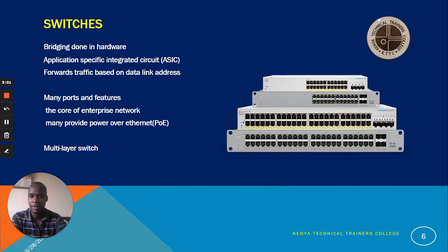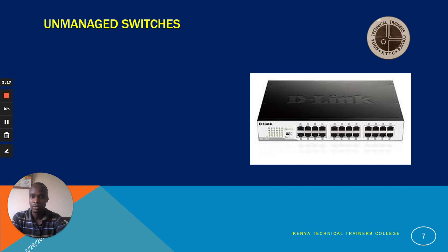A switch can be a multi-layer switch. It can operate in layer 3 or layer 2, the network layer or data link layer. That means it includes switching functionalities and also routing functionalities. There are two types of switches: those that are managed and those that are unmanaged.